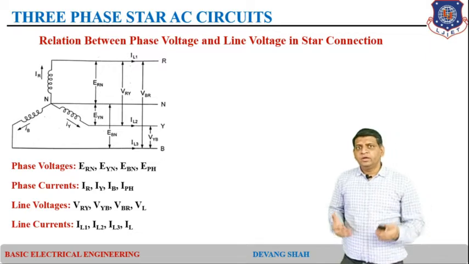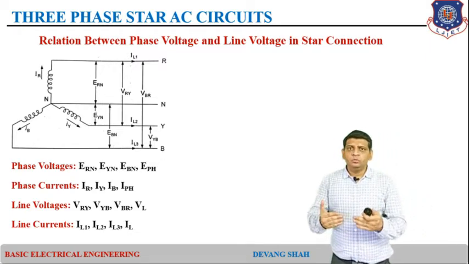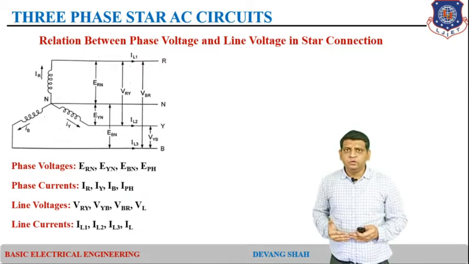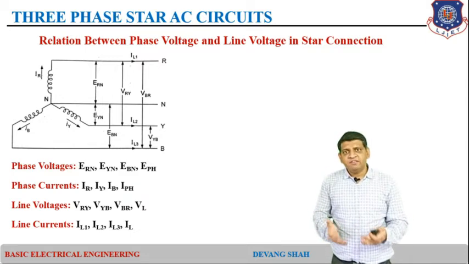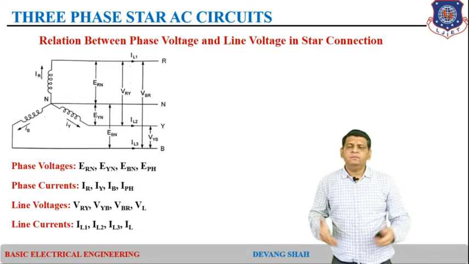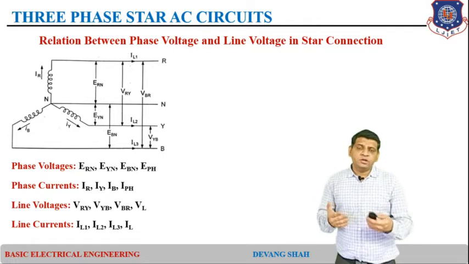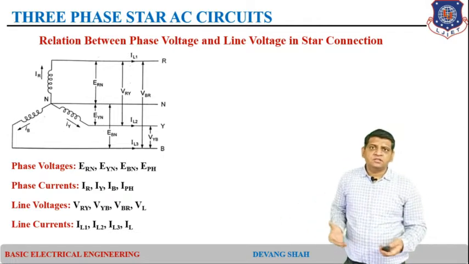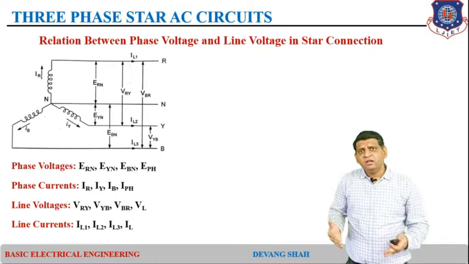Same way, from the yellow phase to the common neutral terminal, it is defined as EYN, same way for EBN, and in general it is referred to as EPH. Same way, if you consider the phase currents, they are nothing but IR, IY, IB and IPH, right.